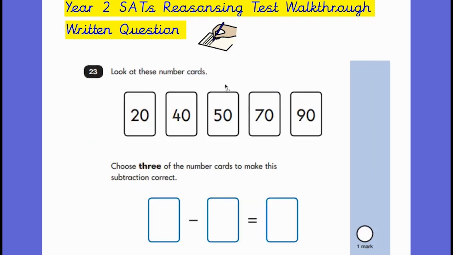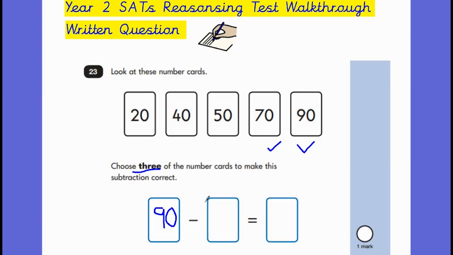Question 23. Look at these number cards. Choose 3 of the number cards to make this subtraction correct. So we need to choose 3 cards to make a subtraction sum correct. So this is testing the children's ability to add and subtract multiples of 10. So this is a subtraction question. So it's likely we're going to start with a larger number and take away a smaller one. Now looking at these, I think it would be best to start with either 70 or 90. I'm going to start with 90 here. And there's more than one correct answer. In fact, there are 6 different combinations that would be correct.